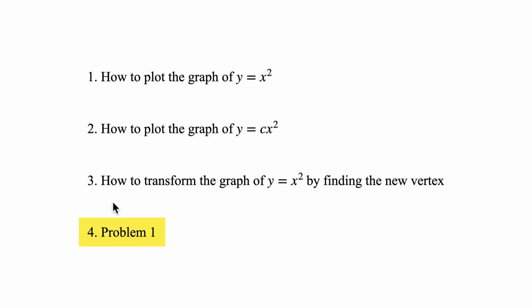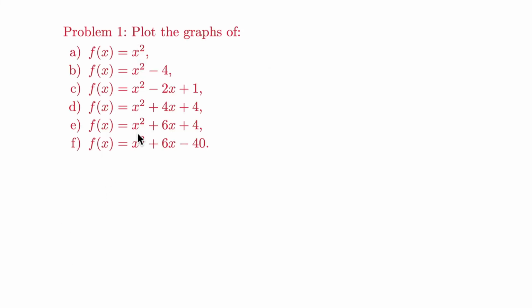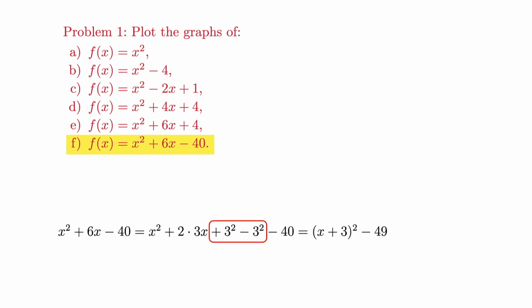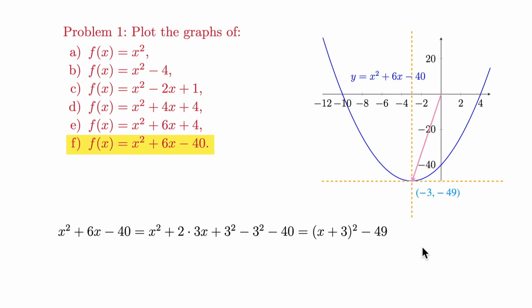So now we proceed to problem number 1, but actually we have already solved 5 parts of the problem, and now there is just one more left. And this is one which we have already completed. We have already completed the square for this one in some earlier videos. So you have already been through this computation. And we see that this expression is equal to this one. So in this way we know that our new vertex will be at the point minus 3, minus 49. So we have to move the parabola y equal to x squared to the new vertex here.